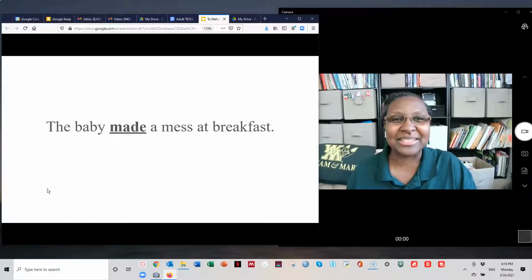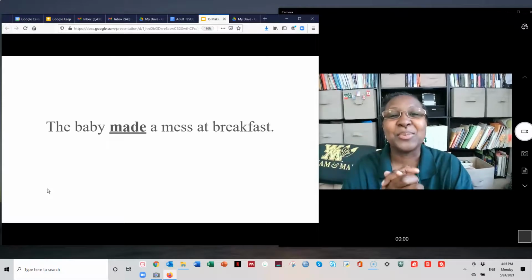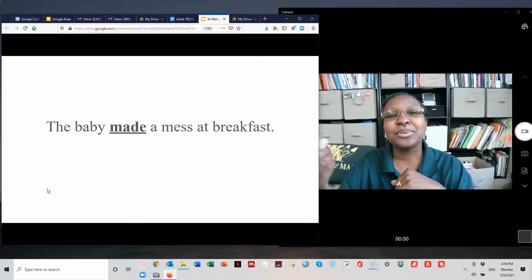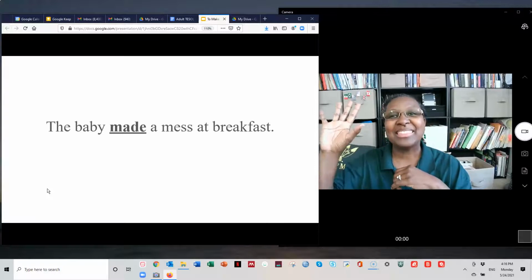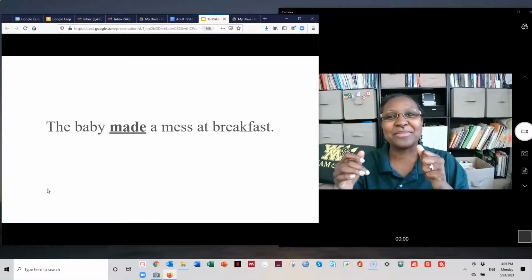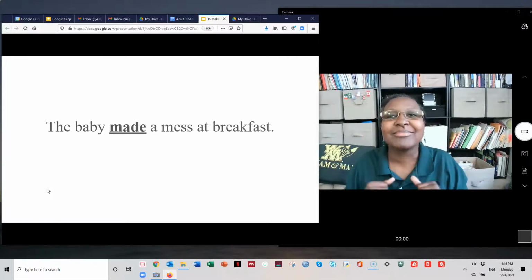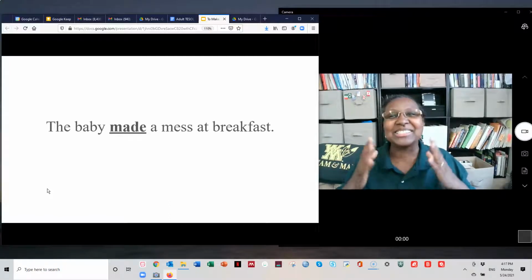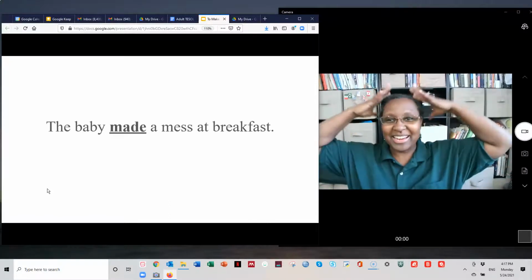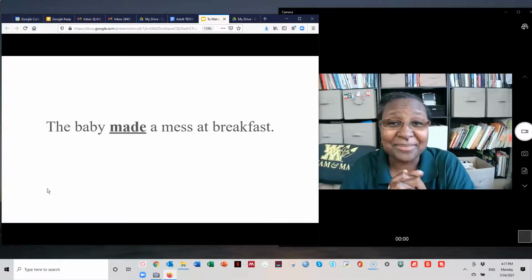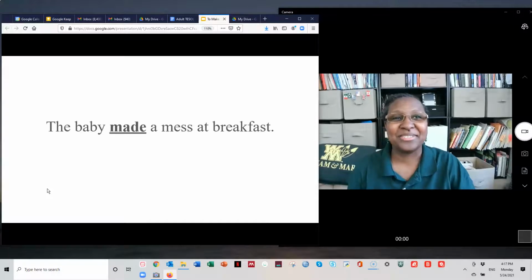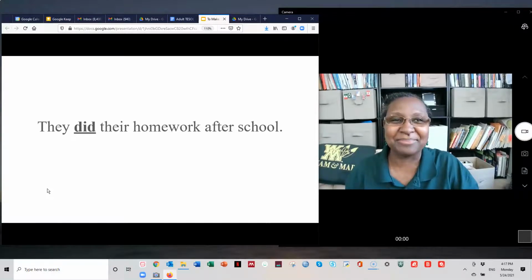The baby made a mess at breakfast. For anyone out there who has a child, you know what happens when you take the spoon and you put it up to your child's lips. It doesn't always make it inside of the child's mouth. Maybe they grab the spoon, or they grab some food, or they rub it around their faces. It ends up on the cheeks, or their forehead, or in their hair, or on their clothes, or on you. That is a mess. You make a mess. The baby made a mess at breakfast.